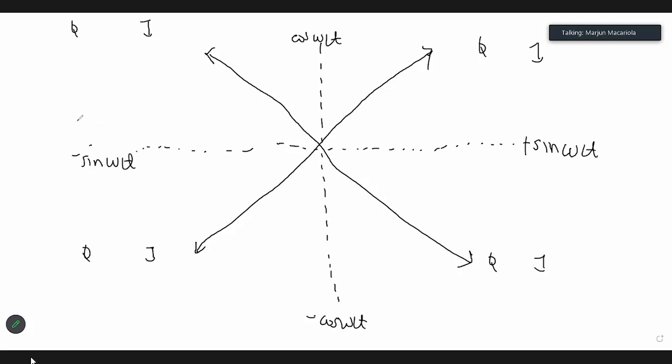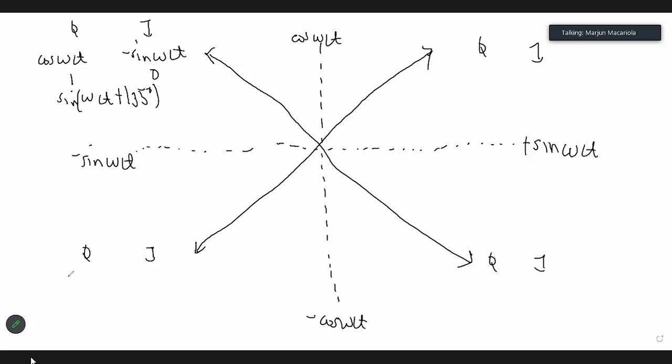Okay? So this will be equal to cosine omega ct, negative sine omega ct, which is equal to 1 and 0, and ang kanilang output ay sine omega ct plus 135 degrees. Same as lang dito sa lahat.